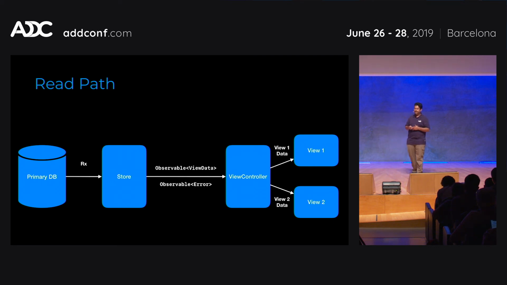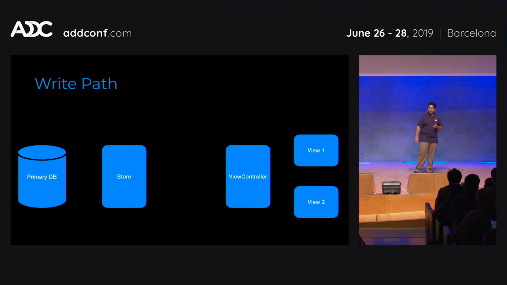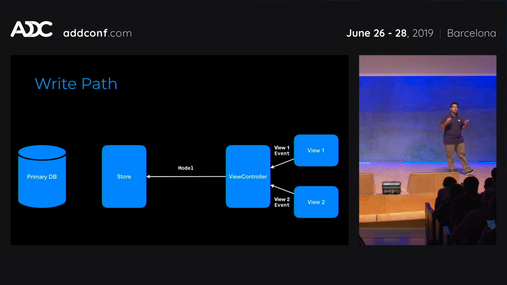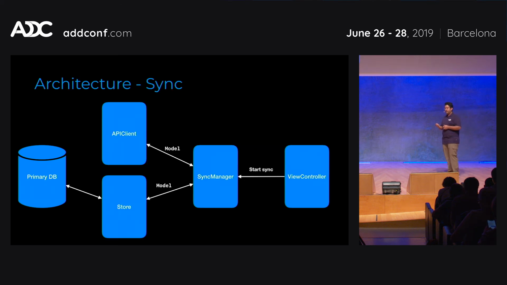On the right side, again, fairly simple. The views would emit events to your view controller. The view controller's reducer would convert them into various model object changes, which would go to the store. The store would then push them to the database. And of course, that brings up the question of how we're going to sync all this data.